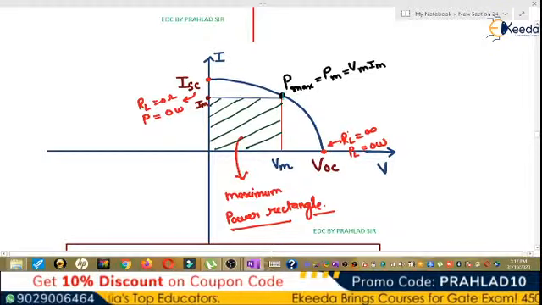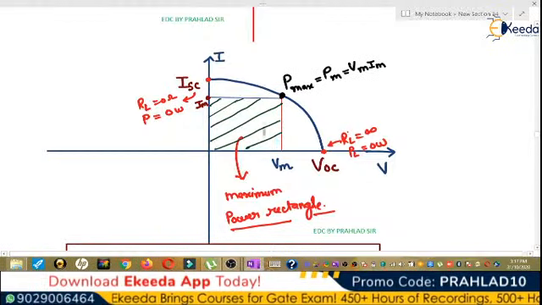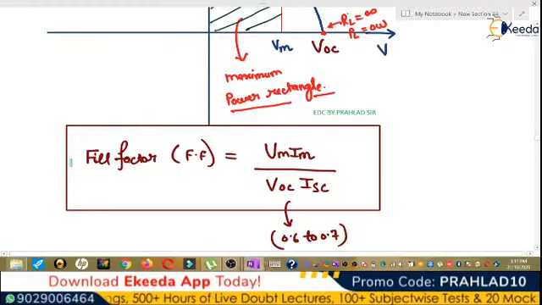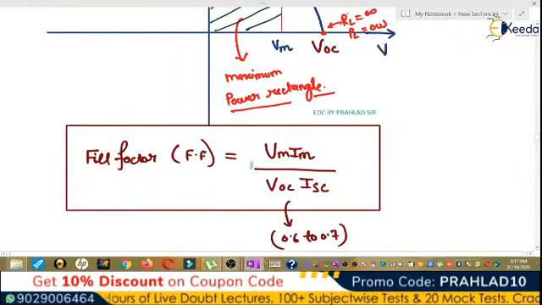There is a value of voltage and current here where power is maximum, and when we join this rectangle, it is called the maximum power rectangle. So here is the fill factor. Fill factor is FF. It is VM IM by VOC ISC, and this fill factor is 0.6 to 0.7.